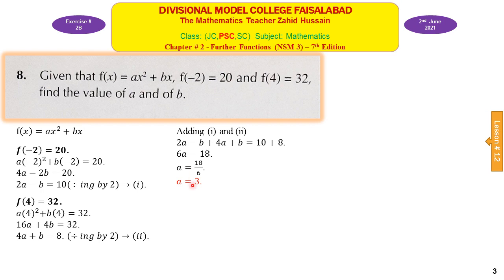equal to 3. Put this value of a in equation number 1 or equation number 2. We get 2 into 3 minus b is equal to 10, or minus b is equal to 4, and b is equal to minus 4. So we are able to find the values of a and b by using the given conditions in the question.